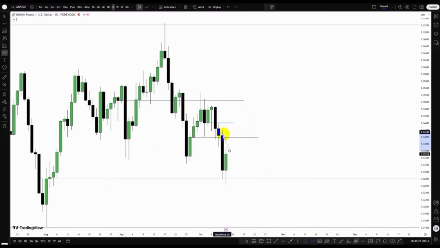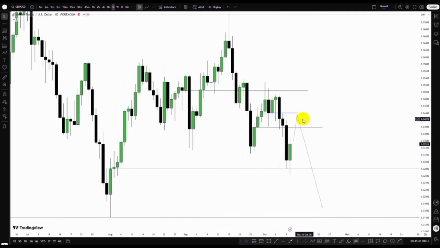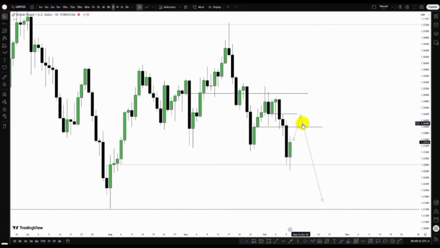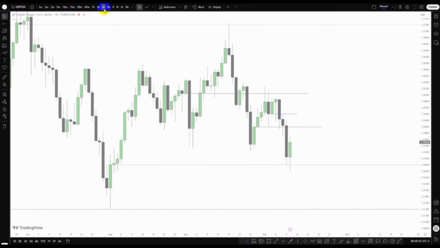We have an unmitigated week here, also this unmitigated week. So price may seek this candle high here, and then we have the possibility to expect bearish continuation to the downside. So this is also the narrative in GBPUSD here in the daily time frame. Let's drop to the 4-hour time frame and look at the narrative in the 4-hour time frame.